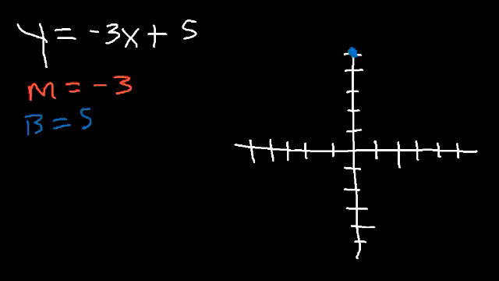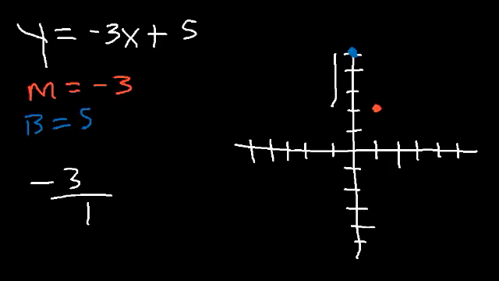Let's use the slope to get the next point. So the slope is negative 3, which is the same as negative 3 over 1. So the rise is negative 3 and the run is 1. That means we need to go down 3 units and 1 unit to the right. So if we go down 3 units, the y value is going to decrease from 5 to 2. And we need to travel 1 unit to the right, so the point should be here. As you can see, we went down 3 and then 1 to the right.